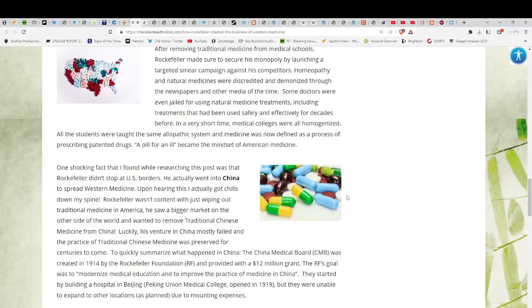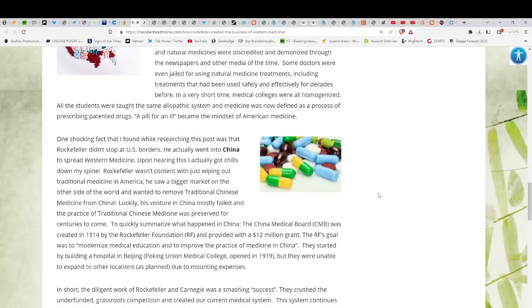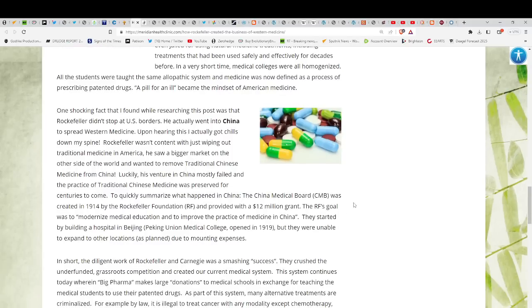One shocking fact that this author found while researching the post was that he didn't stop at U.S. borders. He actually went to China to spread Western medicine. Upon hearing this, I actually got chills down my spine. Rockefeller wasn't content with just wiping out traditional medicine in America. He saw the bigger market on the other side of the world and wanted to remove traditional Chinese medicine from China. Luckily, his venture in China mostly failed, and the practice of traditional Chinese medicine was preserved for centuries to come.